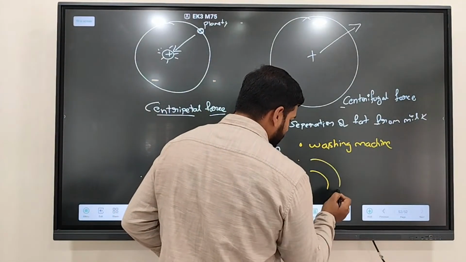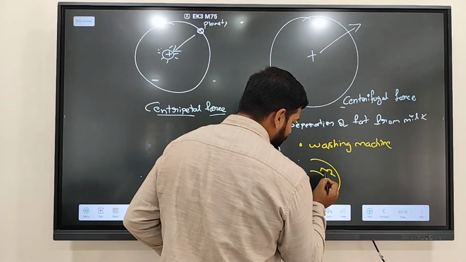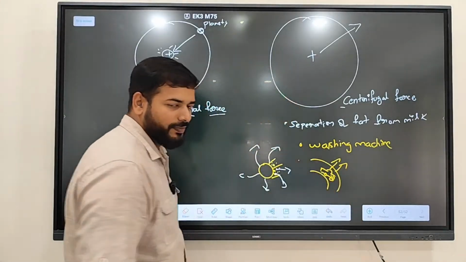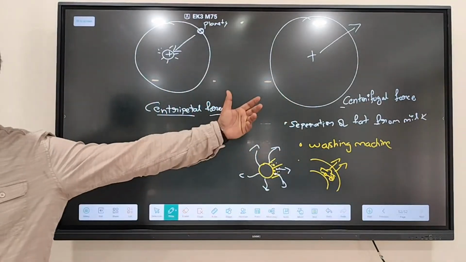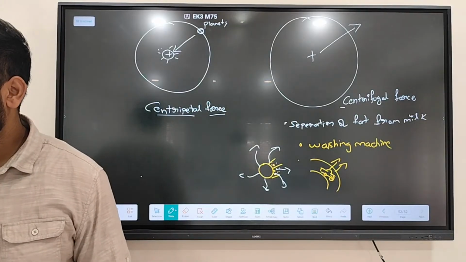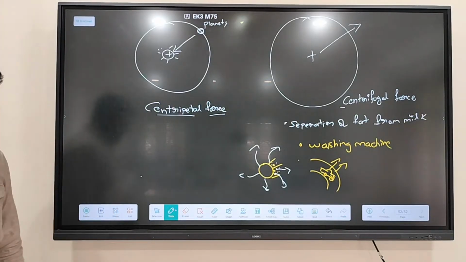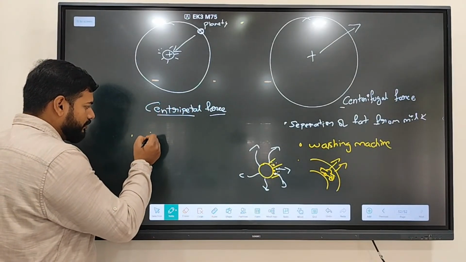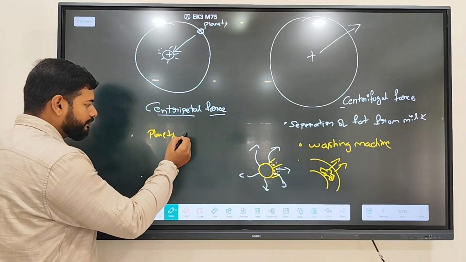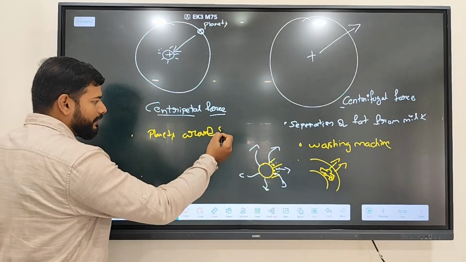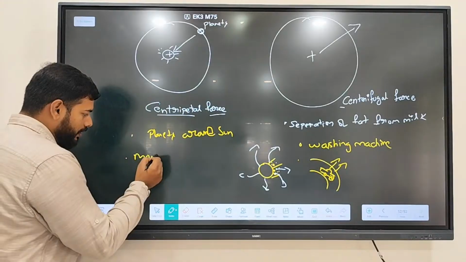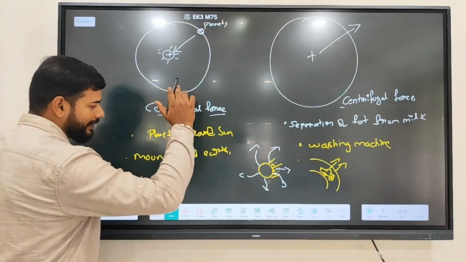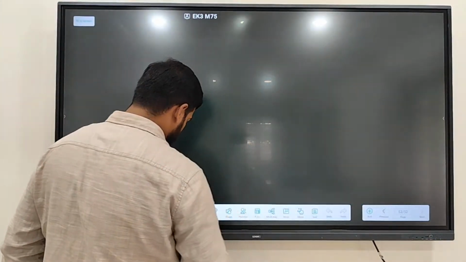Then while taking a turn, if a car overturns, this is also due to centrifugal force. It is moving away from the center, centrifugal force, right? Planets revolving around the sun, the moon revolving around the earth, etc., are the examples of centripetal force.